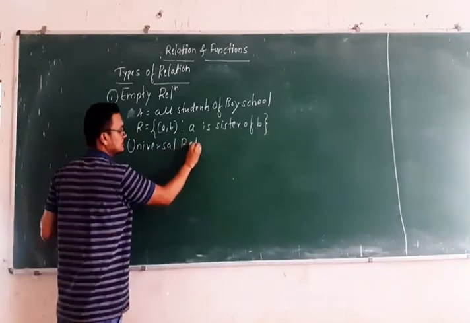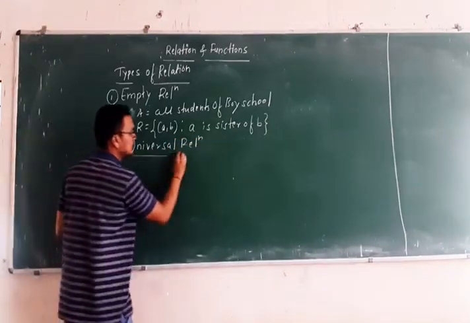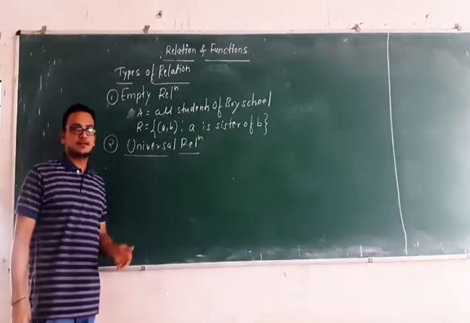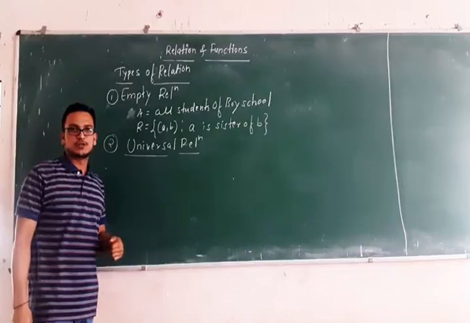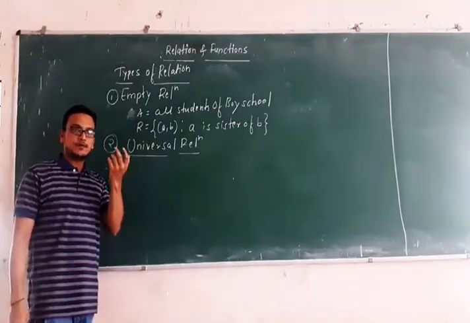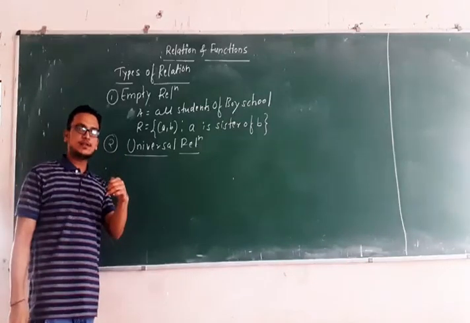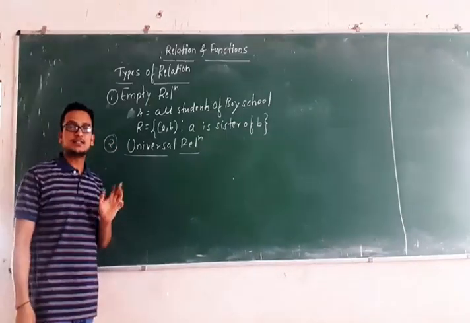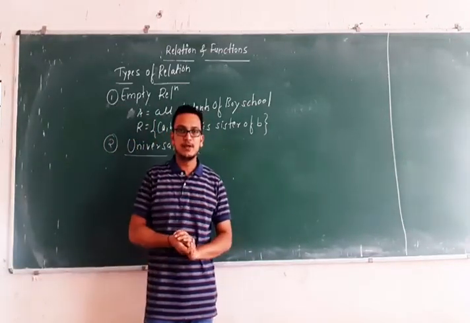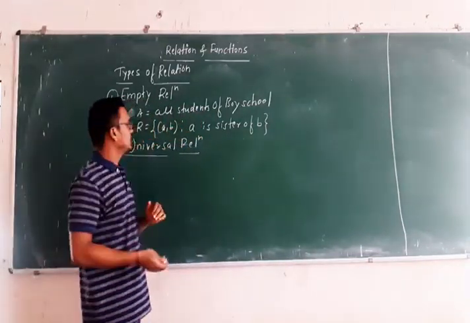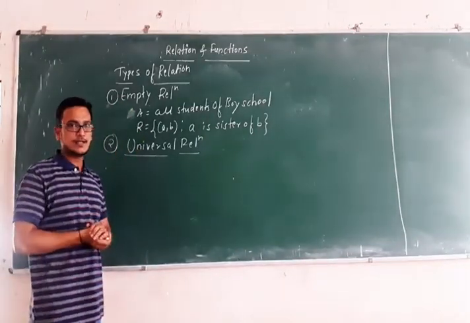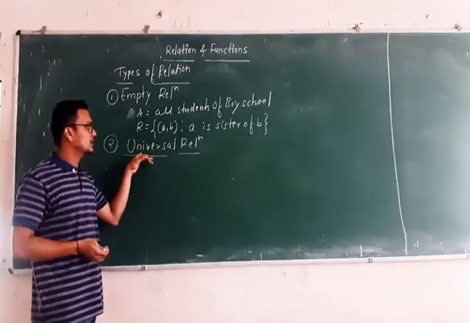Universal relation. I think the word universal itself defines what is meant by universal relation. Now, universal relation means what? Every element of set A is related with all elements of that same set. Every element is related to itself, or you can say every element is related to all the elements present in the given set. That is called a universal relation.